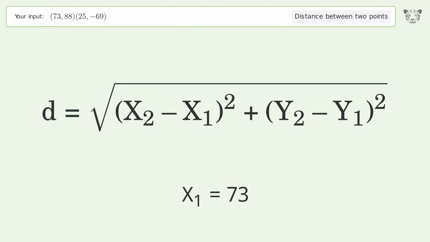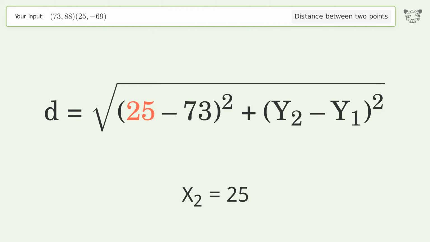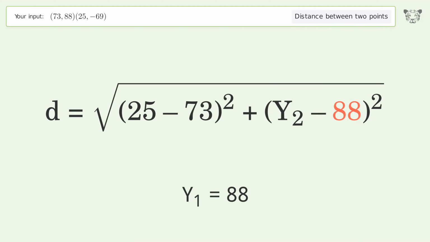x1 equals 73. x2 equals 25. y1 equals 88. y2 equals negative 69.